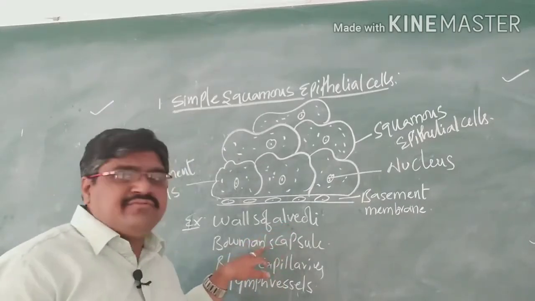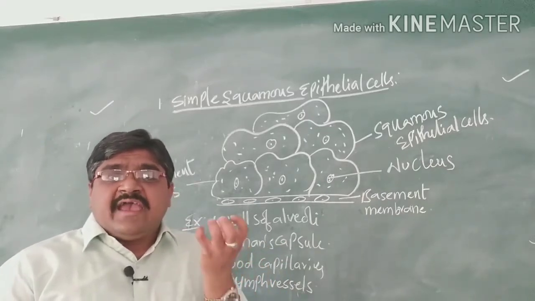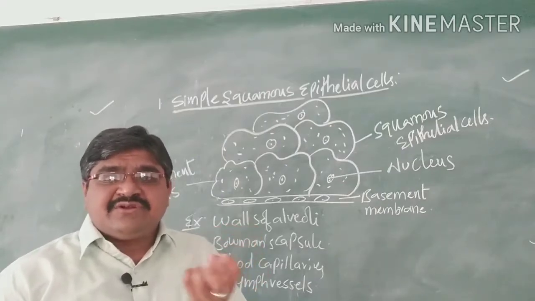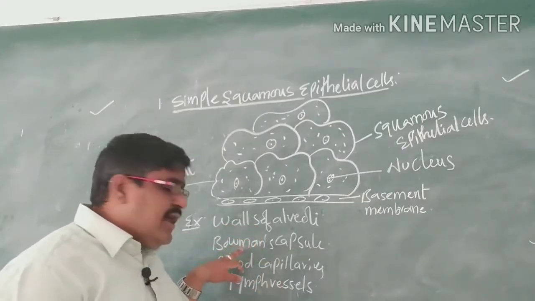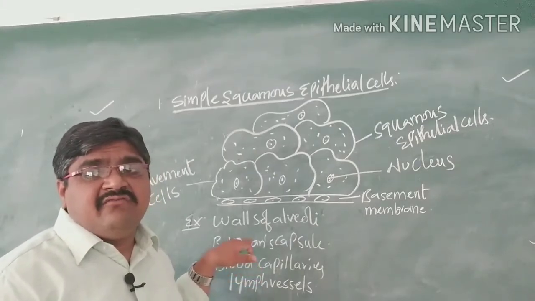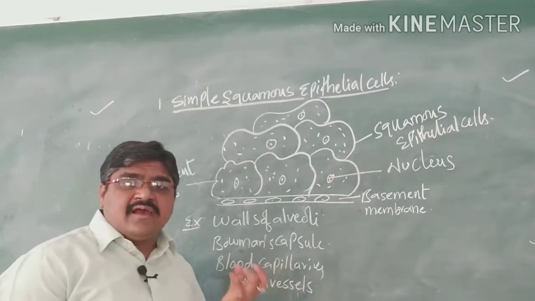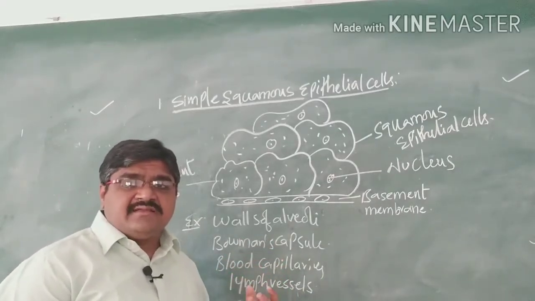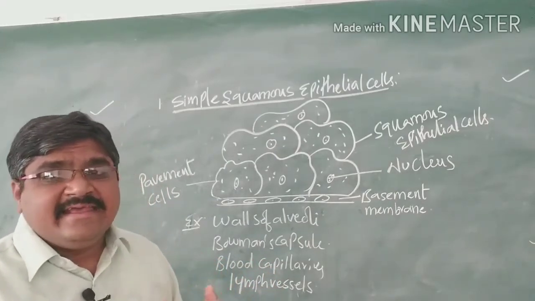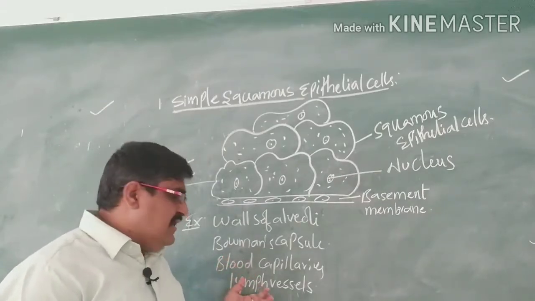And Bowman's capsule is in the kidneys. The kidney's functional units are surrounded by a double-membrane, cup-shaped structure. That double-membrane cup-shaped structure we call the Bowman's capsule. It was described by William Bowman, so after his name this cup-shaped structure is called Bowman's capsule, and it is present in kidneys. And also in blood capillaries, as well as lymph vessels.